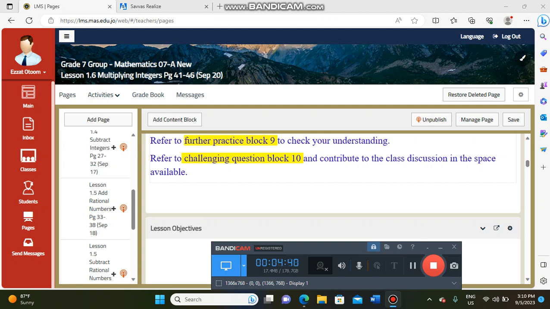Kindly remember all instructions, our class instructions. Very important to bring your device with you, full battery, and everything will be okay.